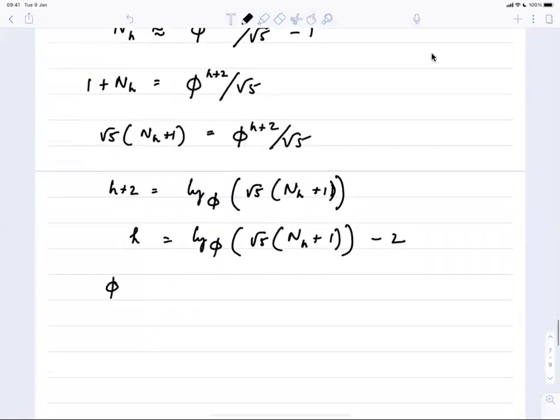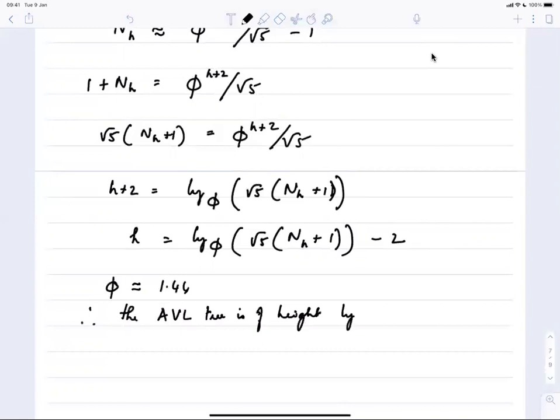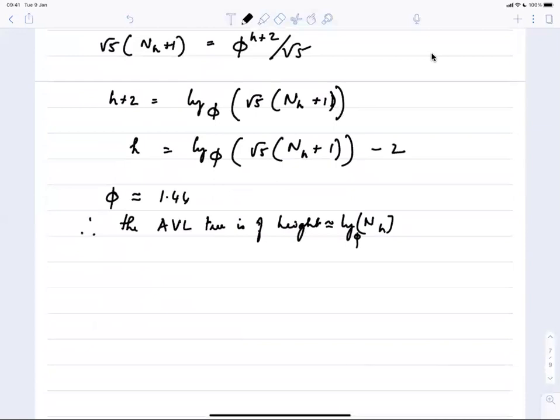Now phi is approximately 1.44. Therefore, the AVL tree is of height log n. Okay, so this way. And of course, it doesn't matter anyway, it's only a constant that changes. So this completes the proof for the height of the AVL tree being of height log n.